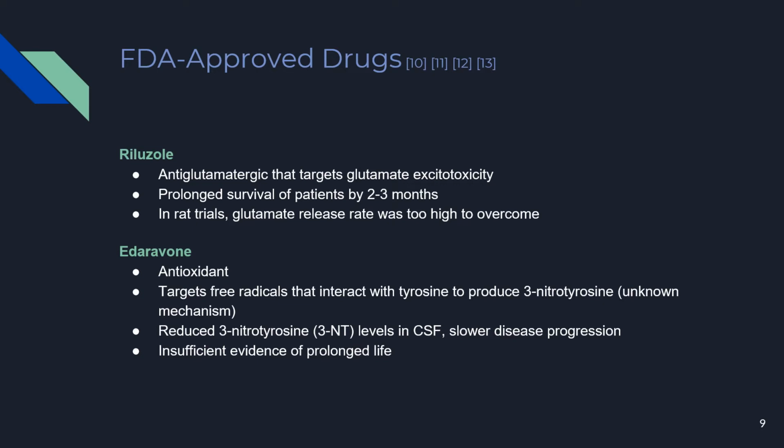Until a couple of years ago, riluzole was the only available medication, but edaravone has now been approved. It's an antioxidant, a free radical scavenger, although its mechanism and interaction with those free radicals isn't well understood. Studies used 3-nitrotyrosine levels in the cerebrospinal fluid as an indicator of oxidative stress. Treatment with edaravone did decrease the amount of 3-NT and slowed the progression of the disease. Unfortunately, because this is a new drug, there haven't yet been enough long-term trials to determine if it actually prolongs life.